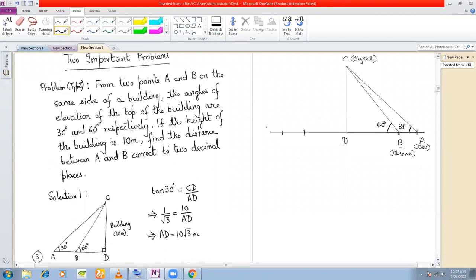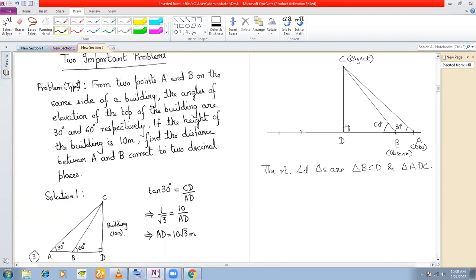So now you have got a right angle triangle here. Okay, this triangle. In fact, there are two right angle triangles you can see. What are the right angle triangles you can see? First, triangle BCD you can see, right? And what is the other one? Triangle ADC. These two right angle triangles you can see, right? Now, with the help of these two right angle triangles, we are going to answer the question.